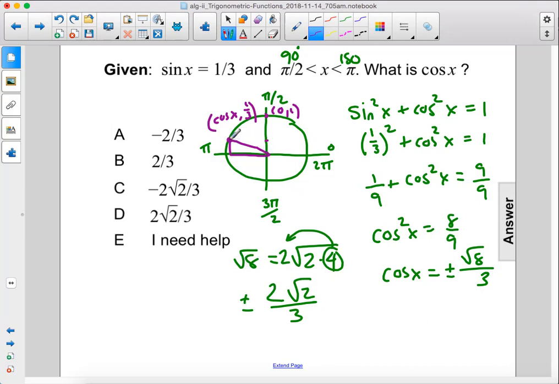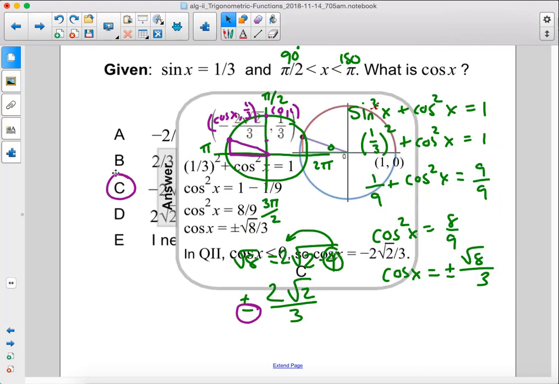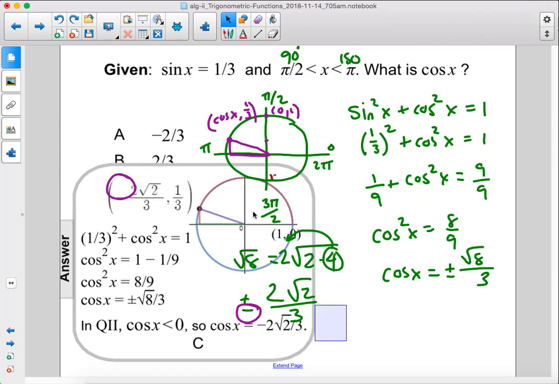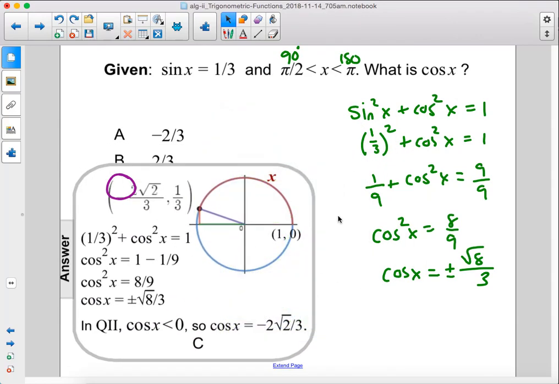Here in the second quadrant, our cosine values are to the left. This value here is to the left of the y-axis, therefore it's negative. So we're going to have negative 2 times the square root of 2 over 3. The answer is C. And there is our picture. There we go.